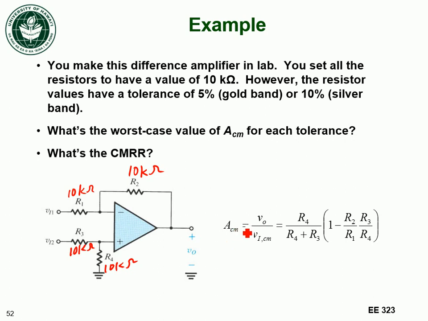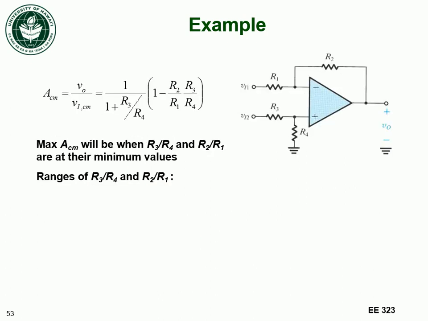Okay, so my question is, what is the worst case value of the common mode gain for each tolerance? So let's assume they're all gold band resistors or they're all silver band resistors. Okay, so here's our equation for common mode gain. And I'm going to show this equation again on the next slide. Same equation here. Just a little bit of algebra has been done on it. Okay, so we're trying to find out when the maximum, the worst case, common mode gain value is going to occur.